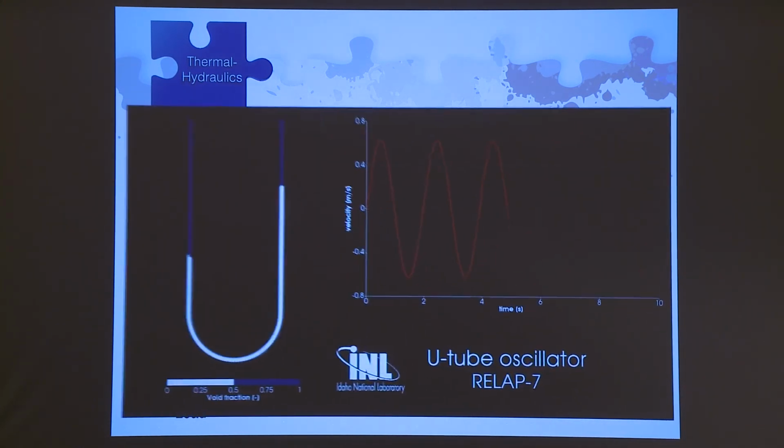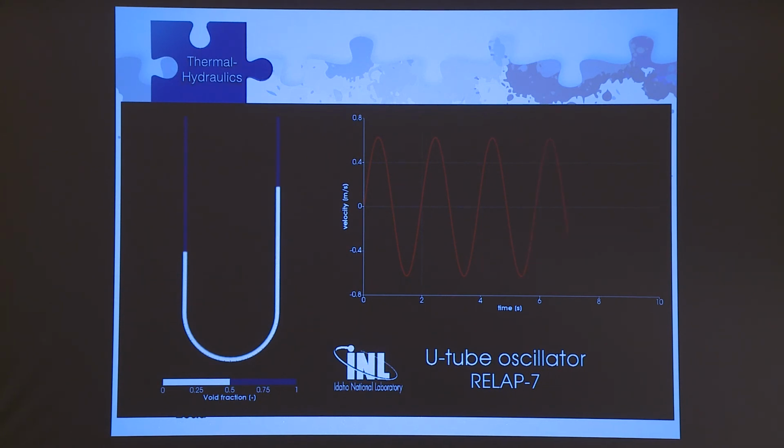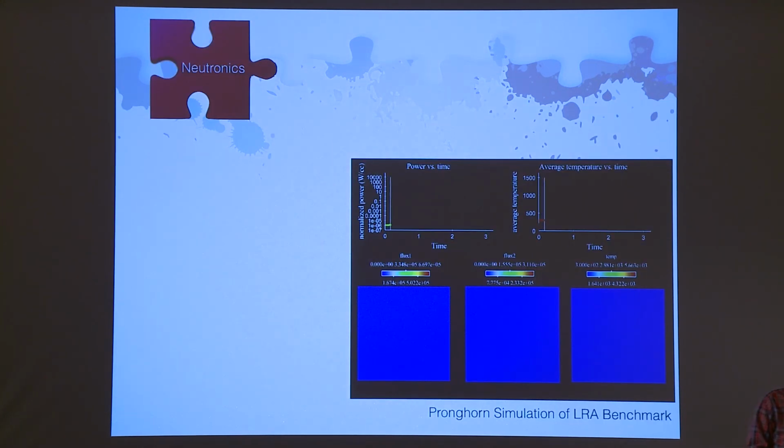And this movie that I'm showing here is just a simple toy test of another MOOSE-based code called RELAP-7. That's just showing an oscillator here of a two-phase fluid simulation, just a really simple toy problem.